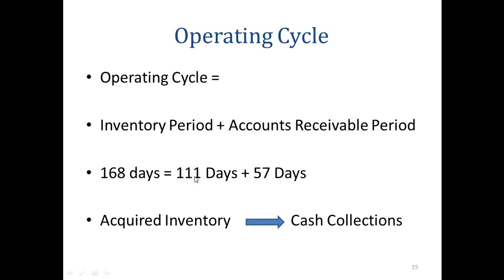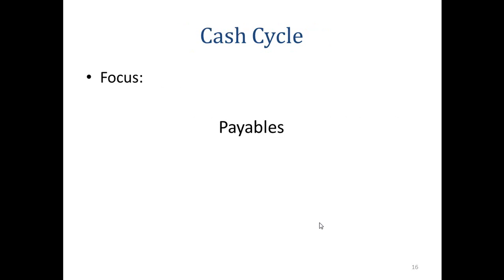And then we get this. So this is sort of the summary of all that. 111 days, 57 here. If we add those two together, we have 168 days to go from the point that we acquire the inventory to when we collect cash. And that whole period is called the operating cycle.